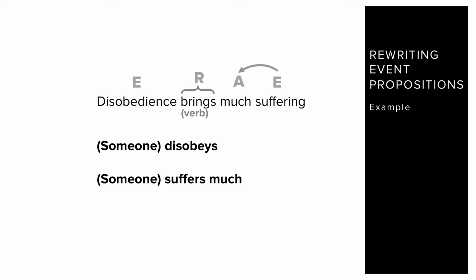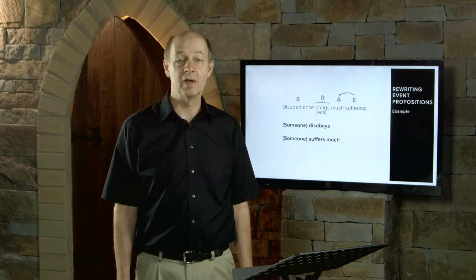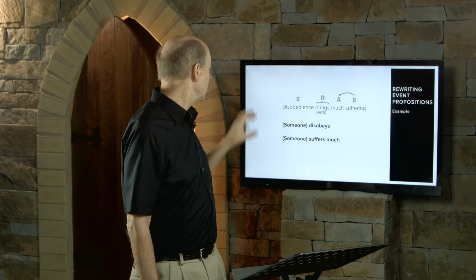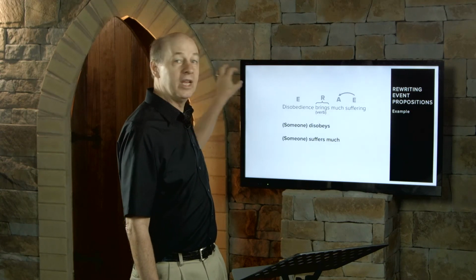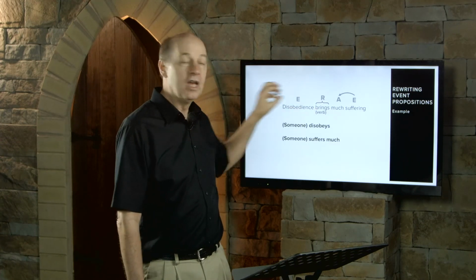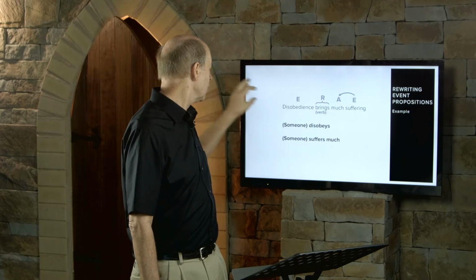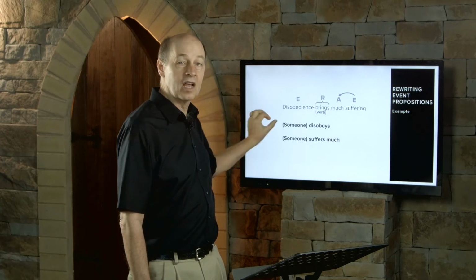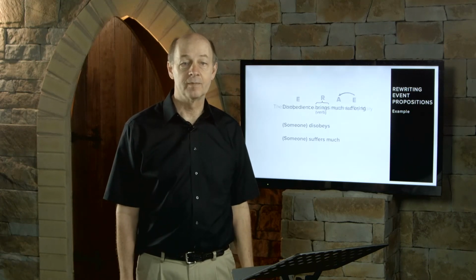And again, the only verb in this particular sentence, brings, likely would not be translated as a verb in some other languages because it is not representing a semantic event. The verb brings is communicating the relationship between these two propositions, between disobeying and suffering. It is showing a cause and effect relationship between someone disobeying and that same person suffering much.